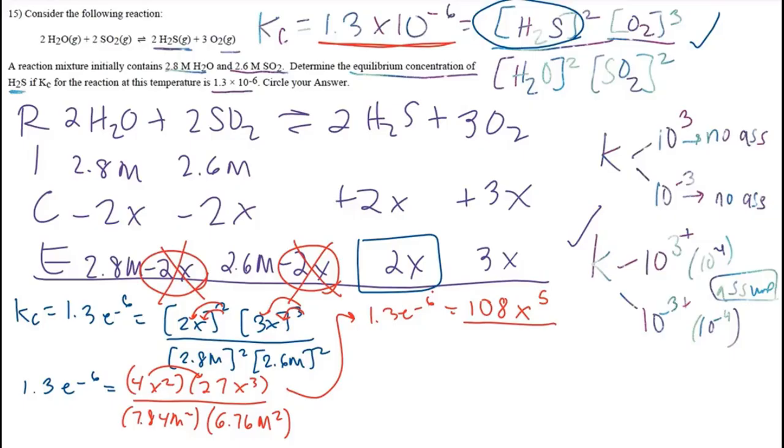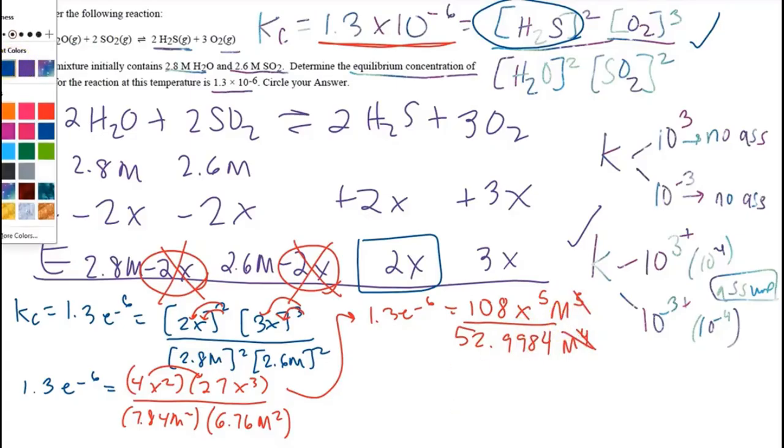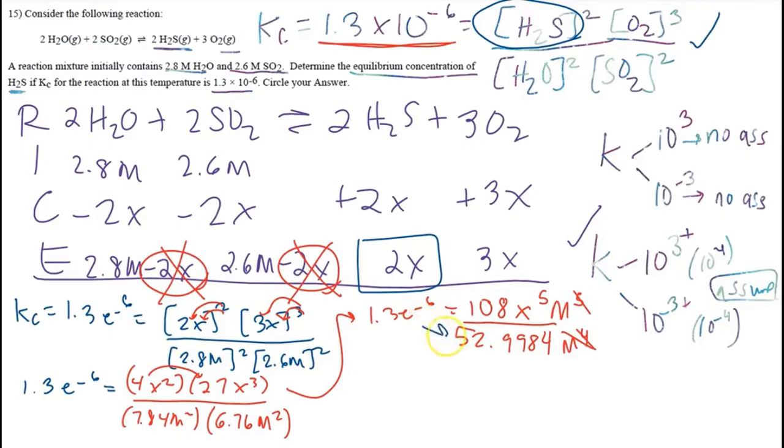52.9984 molarity. Okay? This is also going to be molarity to the fifth here. So this is going to be 52.9984 molarity to the fourth. So as you can see, we get rid of this one. We're only left with molarity, which is what we need. Once we get down to this, then we're home free kind of, right? We just got to cross multiply here.